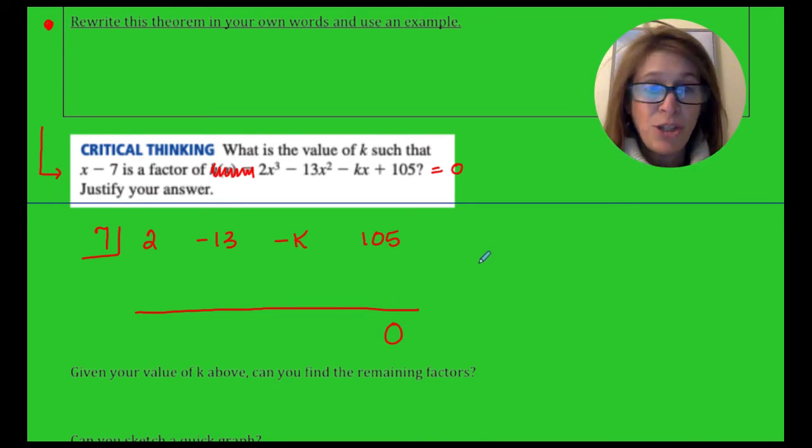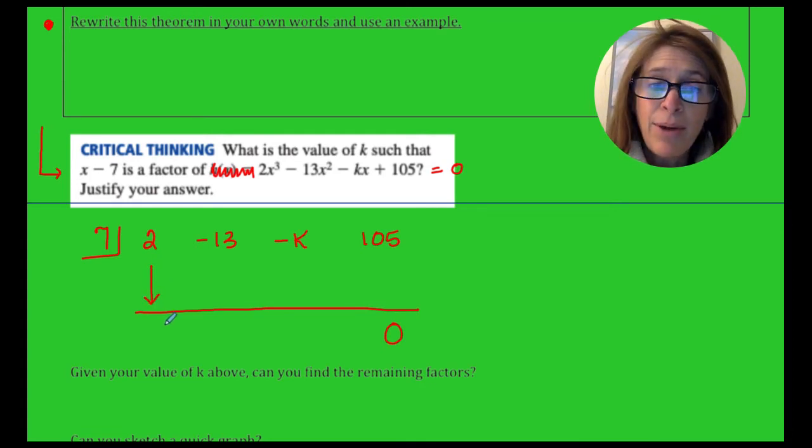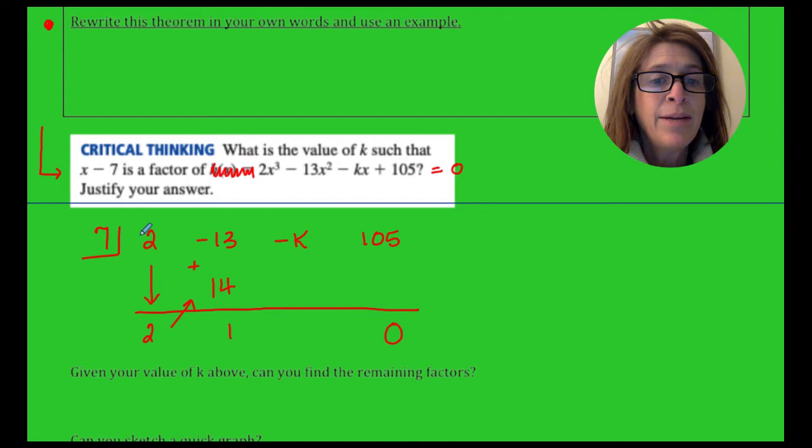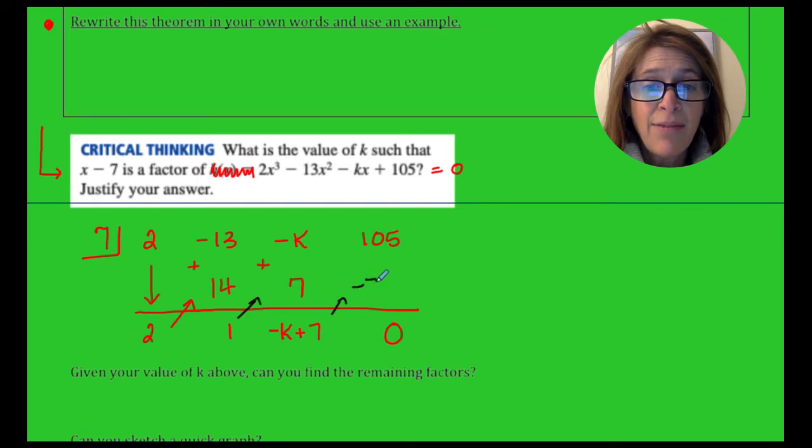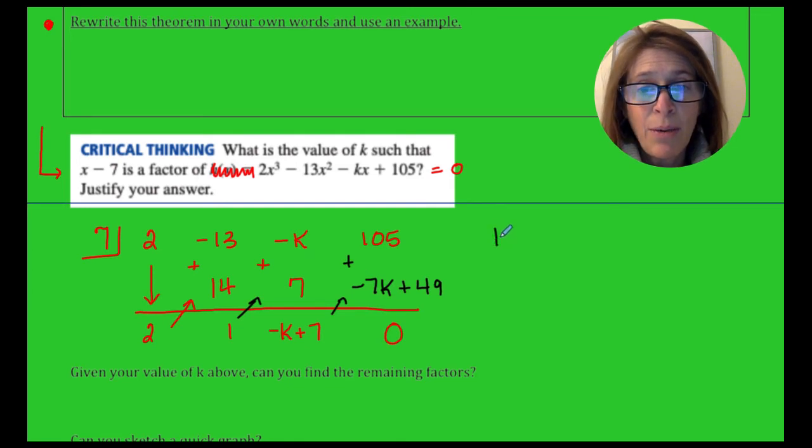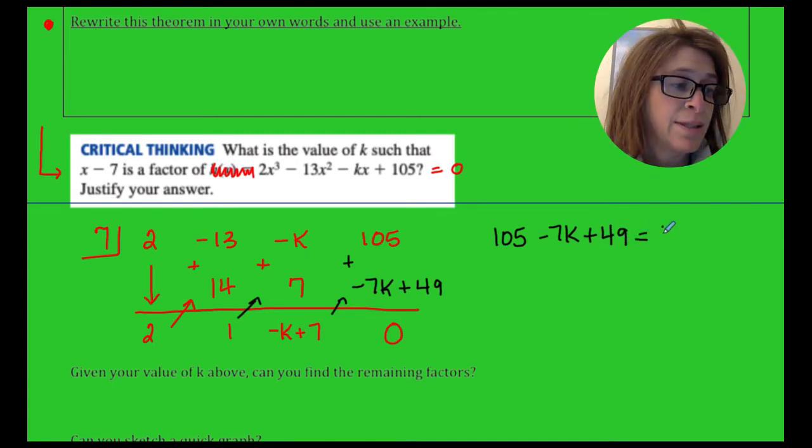Okay, all right, we walk through our process, but now we have a variable in our process. So 7 times 2 is 14, so I carry the 14 and then I add down, getting 1. Now here's where it gets tricky. 7 times 1 is 7. We add down, which would be negative k plus 7. Okay? All right, we multiply. So negative 7 times negative k, let me put that arrow there so I'm consistent, would give me negative 7k plus 49, and we add down. So that tells me that 105 minus 7k plus 49, we need that to equal 0.